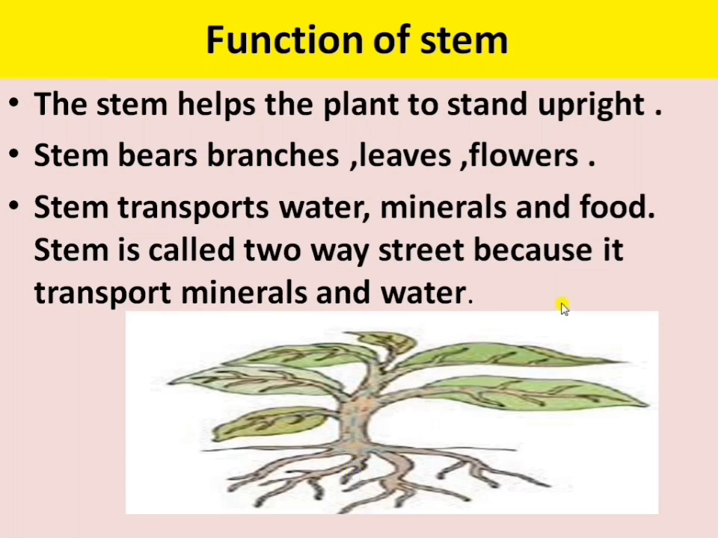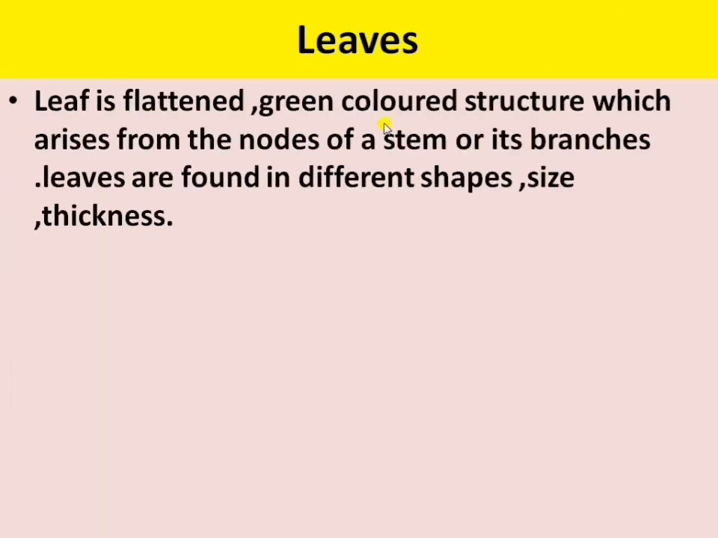Okay. Next, moving on to our next topic, that is leaves. A leaf is a flattened, green-colored structure which arises from the node or internode of a stem or its branches. Leaves are found in different shapes, sizes and thicknesses.